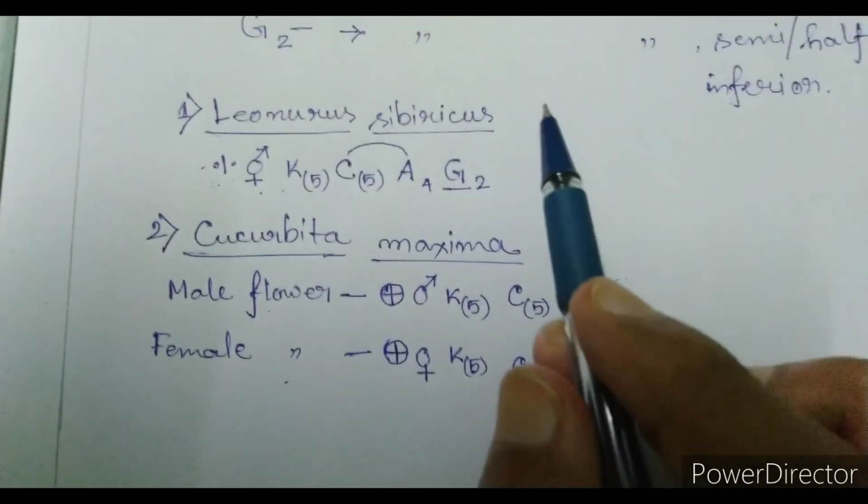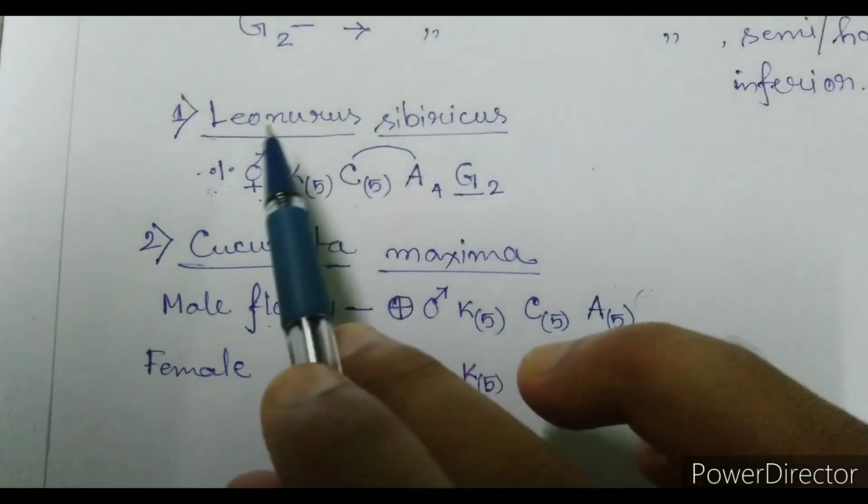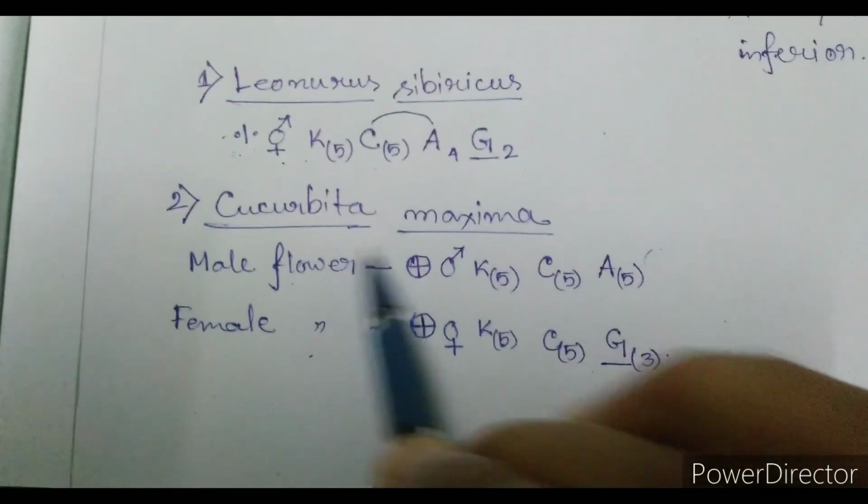So here we know about 2 floral formulas. One is Leonurus sibiricus and another one is Cucurbita maxima.